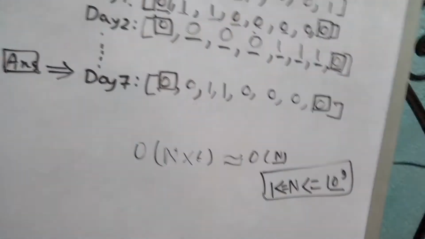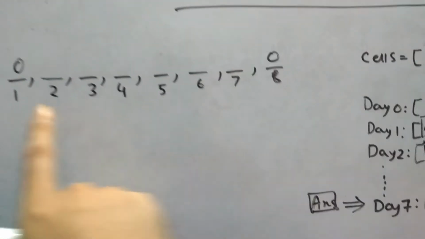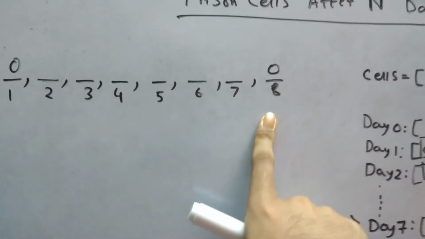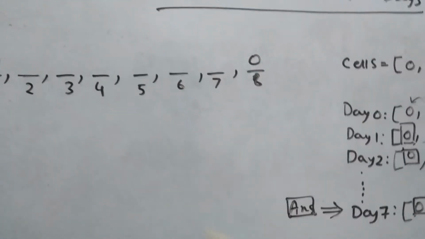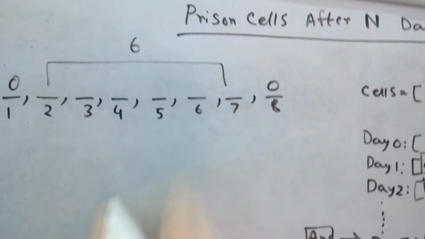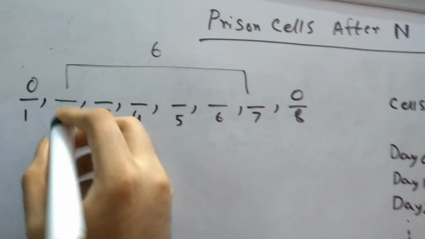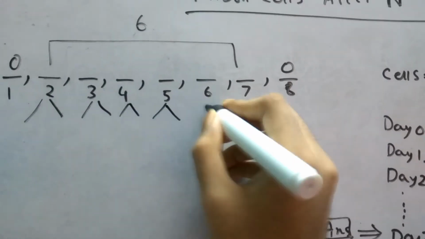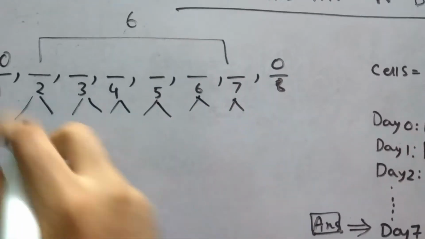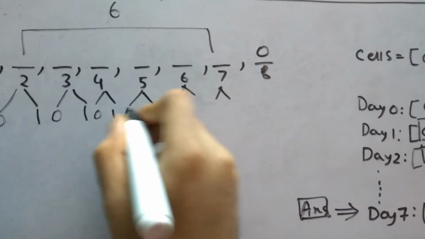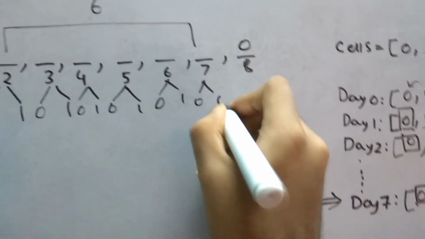For that, we have to make some observations. I have written this down over here. There will always be 8 cells, and these 2 cells will always be 0. So in between, how many cells are there? From here to here, there are 6 cells. At each cell, we have only 2 possible values, either 0 or 1.